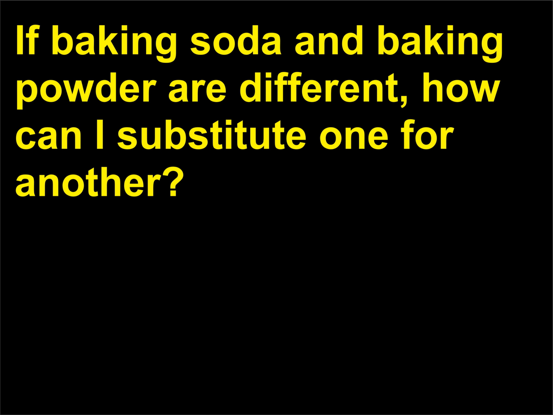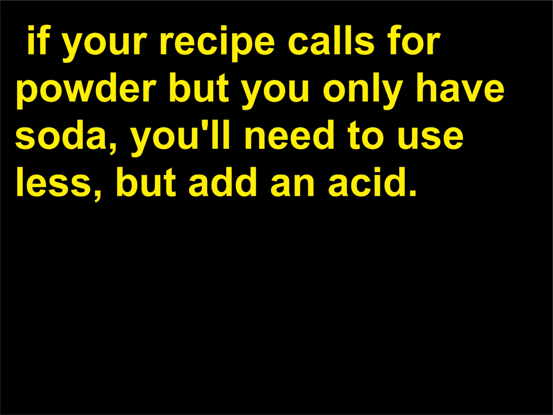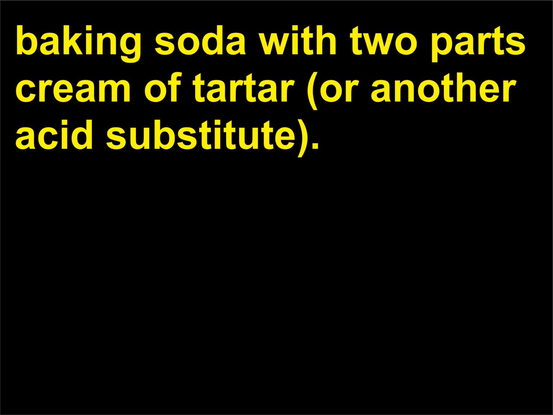If baking soda and baking powder are different, how can I substitute one for another? Since baking powder is diluted baking soda with acid, if your recipe calls for powder but you only have soda, you'll need to use less, but add an acid. Generally the ratio is 3 parts baking powder equals 1 part baking soda with 2 parts cream of tartar, or another acid substitute.